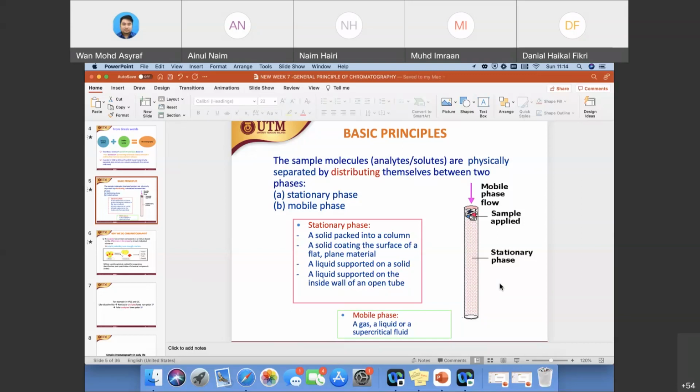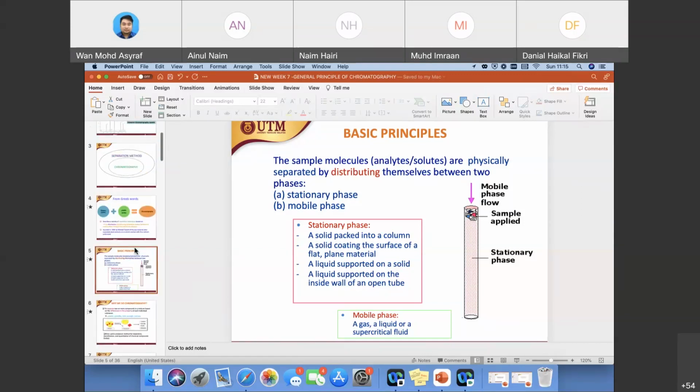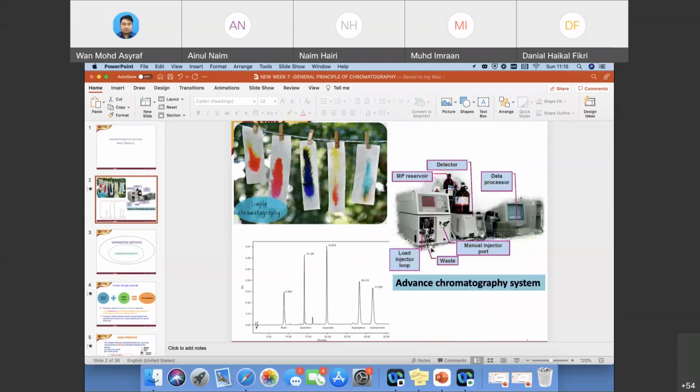Let me make this much more simple if you want to imagine it. Now based on this picture, what is the stationary phase, do you think? Anyone? Nur El Ain? Yes, doctor. Based on this picture, can you guess what is the stationary phase? The yellow one or the pink one is your analyte. So, what is the stationary phase?